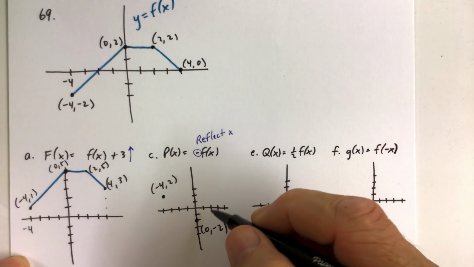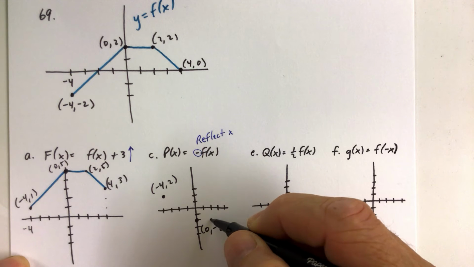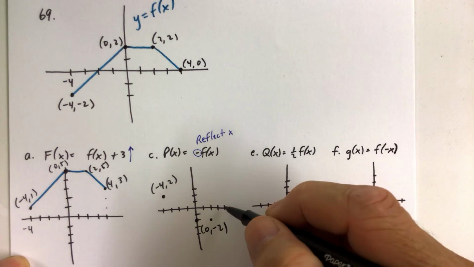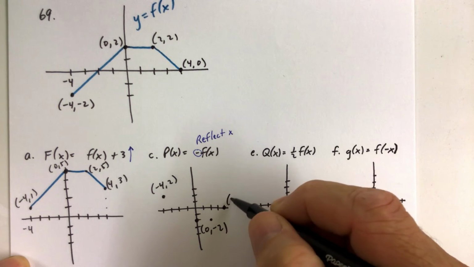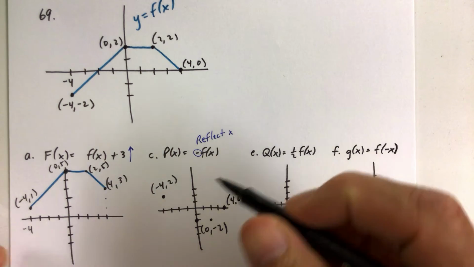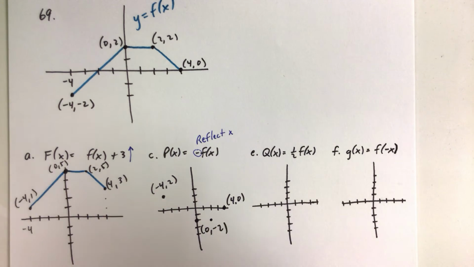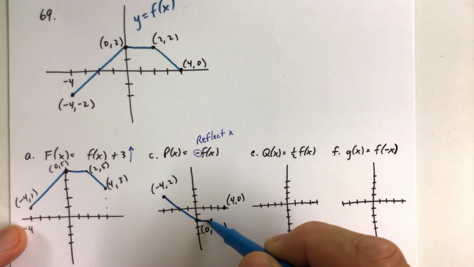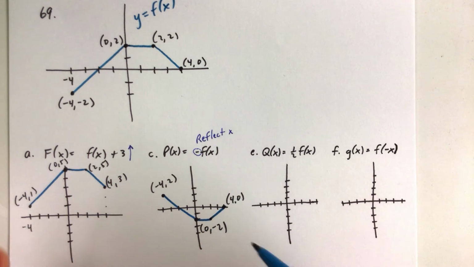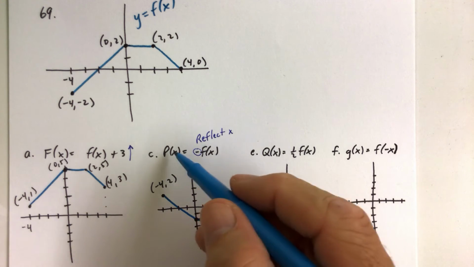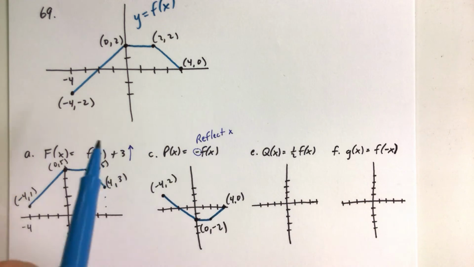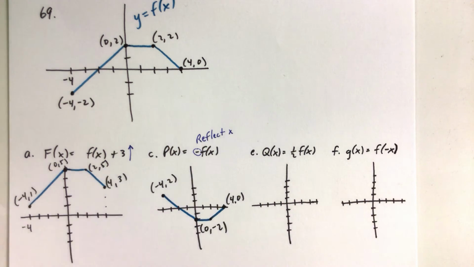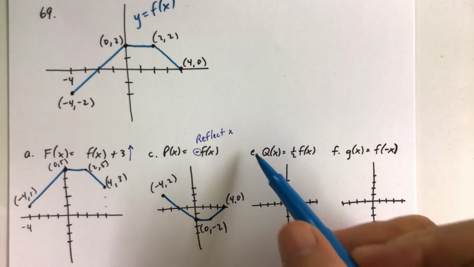2, 2 becomes 2, -2. I'll just put the dot there. And 4, 0, since it's on the x-axis, isn't going to move at all. So we would leave it alone. And connecting the dots, we have the graph of p of x, which is equal to the opposite of f of x. All right, on to part E.